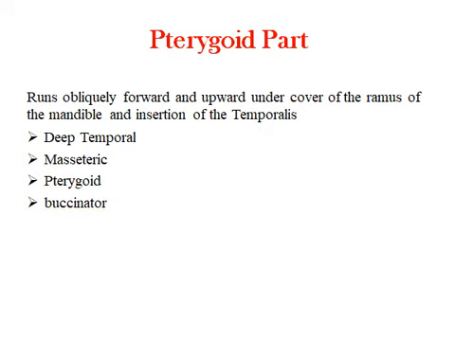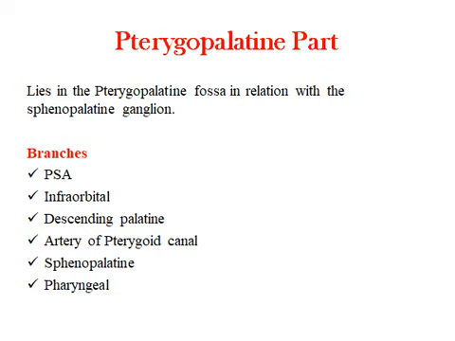Now coming on to the pterygopalatine part. It lies in the pterygopalatine fossa in relation with the sphenopalatine ganglion. Various branches of pterygopalatine part of maxillary artery: number 1, posterior superior alveolar artery, infraorbital artery, descending palatine artery, artery of the pterygoid canal, sphenopalatine artery, and pharyngeal artery.